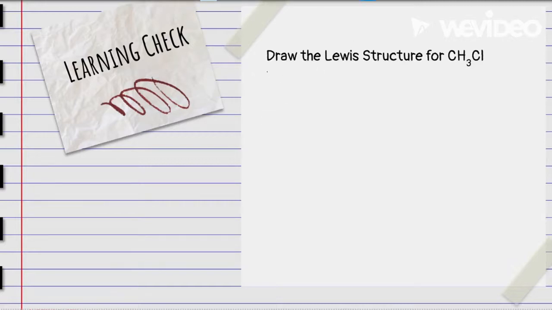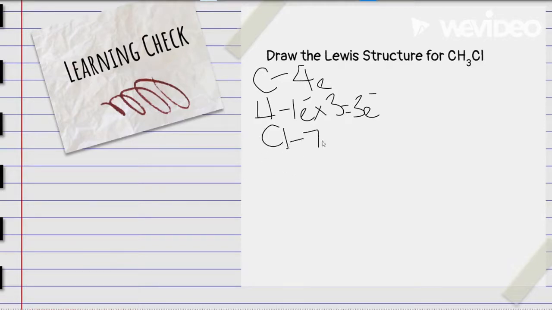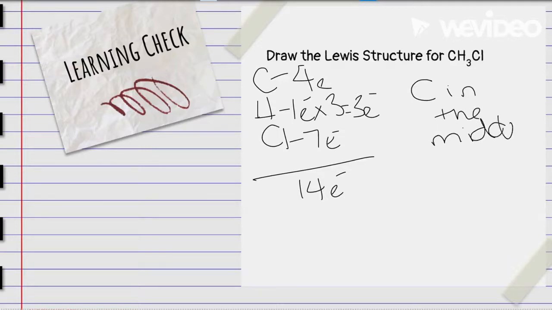We have C, that is going to give us 4 electrons. We have H, that gives us 1 electron, and we're going to multiply that by 3, so we get 3 electrons from our hydrogens. And we have chlorine, which is 7 electrons. Add these together, you get a total of 14 electrons. Now, looking at the electronegativity chart, you're going to see that carbon should be in the middle. So that's what we're going to do. We're going to draw our skeletal arrangement.